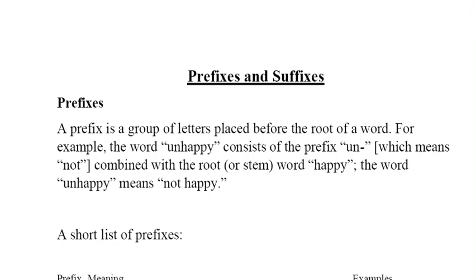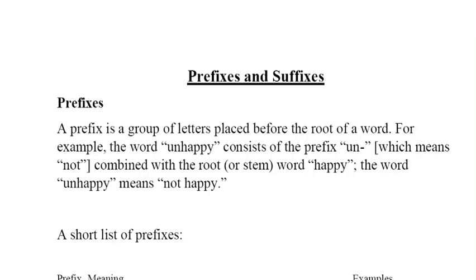So there should be a root word, and if any letters are placed before that root word, that item we call a prefix. So a prefix takes place before the root word. For example, the word unhappy. Happy is the root word here, and un is placed before the root word happy, and it changes its meaning. The word unhappy consists of the prefix un, which means not, combined with the root word happy, and the word unhappy means not happy. It becomes opposite. So whenever we place a prefix or suffix with the root word, their meaning gets changed.